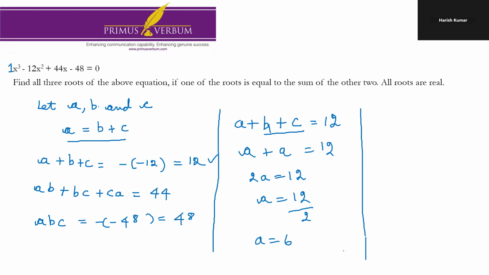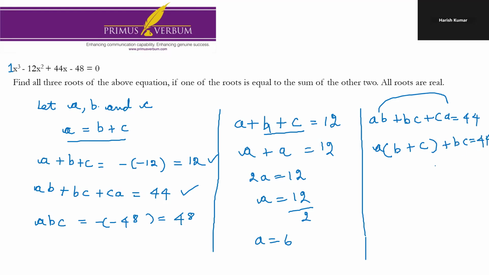Now let's go to the second equation here. The sum of the subproducts AB plus BC plus CA is equal to 44. Here I can combine AB and CA and write it as A into B plus C, plus BC, is equal to 44. Okay, I hope that's clear. I'll rewrite it: A into B plus C gives me AB plus CA, and then I have BC remaining, and that's equal to 44 by Vieta's formula.